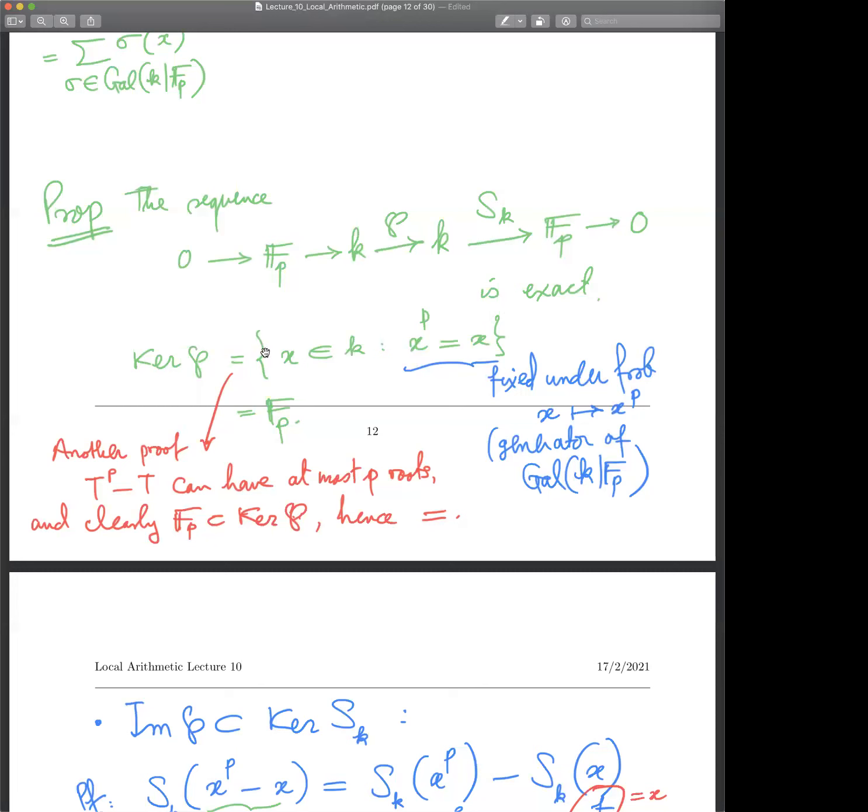But another way of seeing that the kernel of p is equal to F_p is to say that the kernel consists of zeros of the polynomial t to the power p minus t. This polynomial is of degree p, so it can have at most p roots in this field k. But clearly F_p is contained in the kernel of p. Now, the kernel of p has at most p elements, and it contains these p elements, so these two sets have to be the same. And that establishes that F_p is equal to the kernel of p.